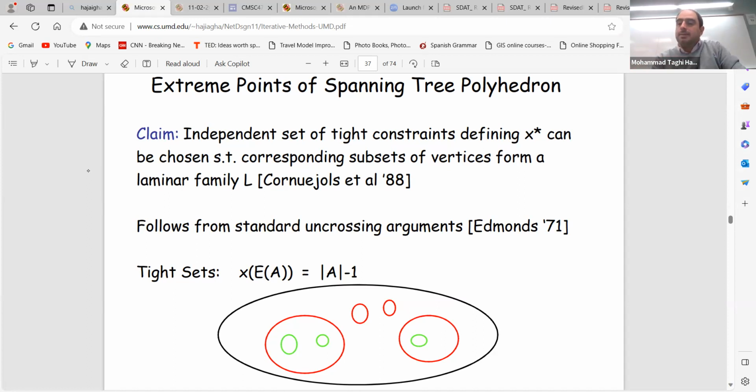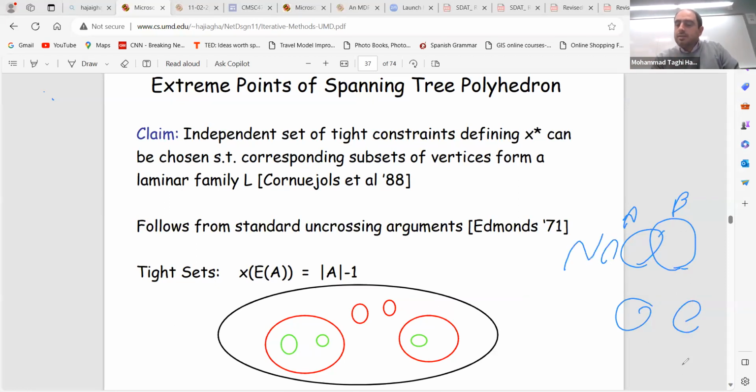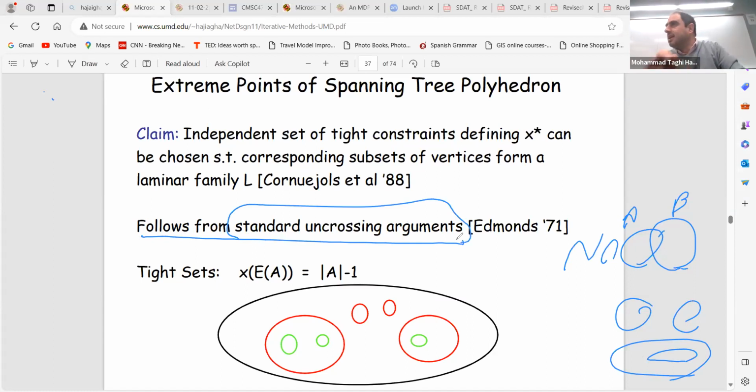Laminar family means that there is no proper intersection. So no two sets A and B properly intersect. Each two sets that we get are either disjoint, or one is inside the other. Essentially, laminar means a hierarchy. Now, this one is important and I will talk about it. This is called a standard uncrossing argument. I will mention that so that you have some ideas about it.